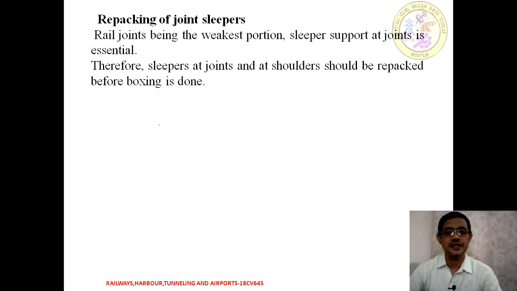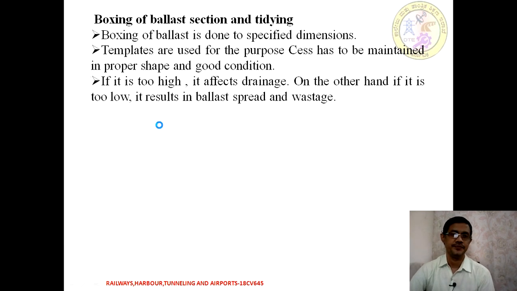Next is repacking of a joint sleeper. Rail joints are going to be the weakest portion, hence the sleeper supports at the joint are going to be essential. Therefore, sleepers at the joint and the shoulder should be repacked before boxing is done.